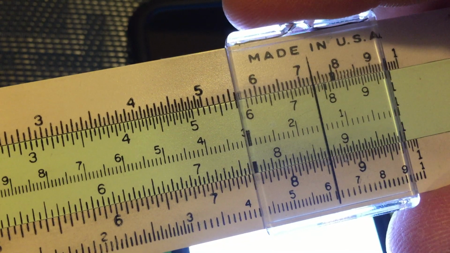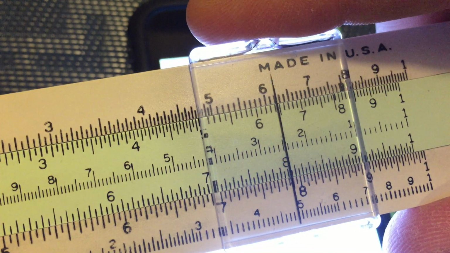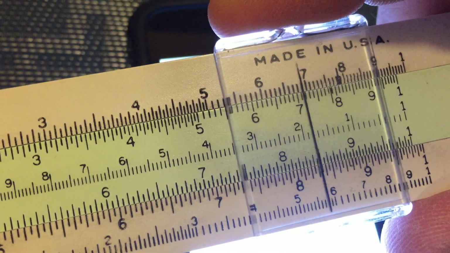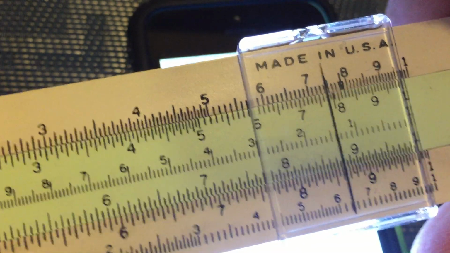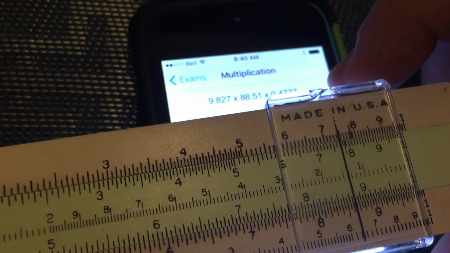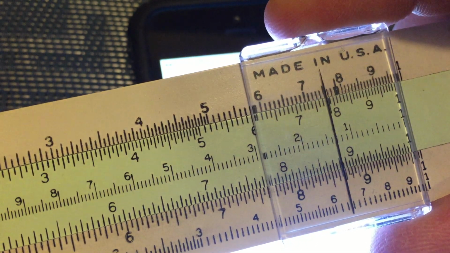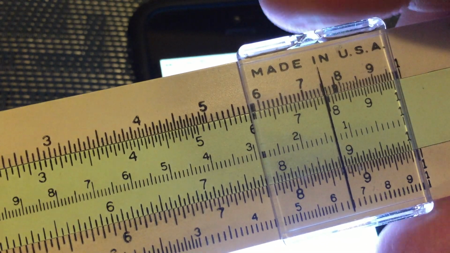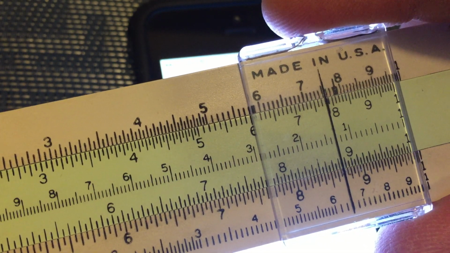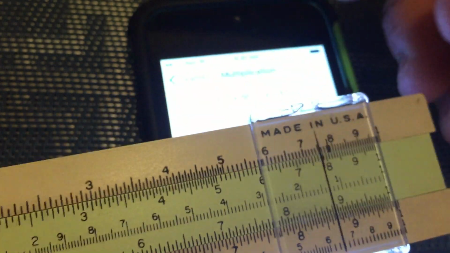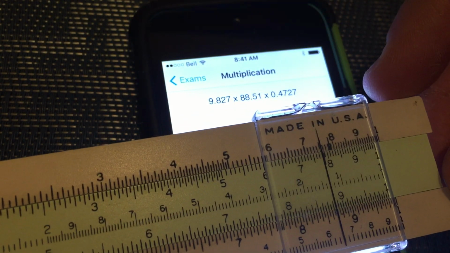88, hold on, 8, 2, 3, 4, 5, 6, 7, 8. There's 88.51. So it's going to be in the middle here. 88.5 right there, okay? Roughly. This is where the errors get introduced, obviously. Okay, and then we have 0.47.